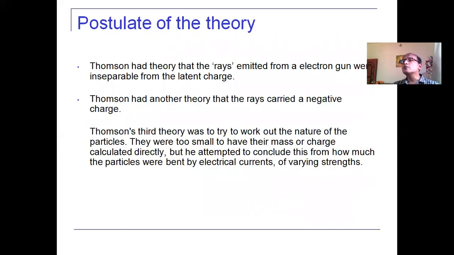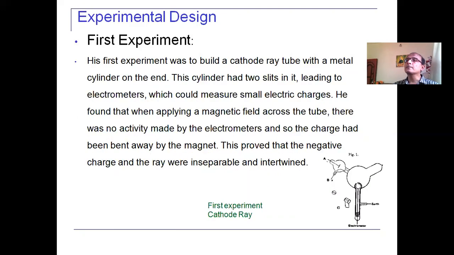Now, what are the postulates of the atomic model theory? Thomson had a theory that says the rays emitted from the electron gun were inseparable from the latent charge. Thomson had another theory that says they carried a negative charge. Thomson's third theory tried to work out the nature of the particles. They were too small to have their mass and charge calculated directly.